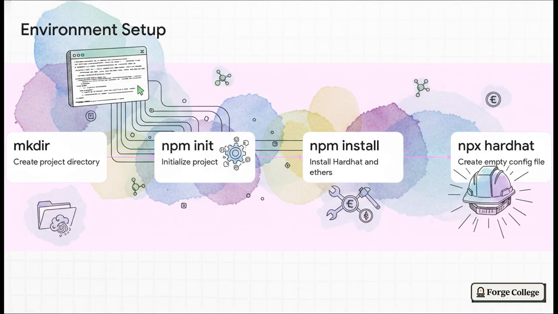First up, make a directory called gas-drills. Second, initialize it with npm init -y. Third, install hardhat and the ethers library. And fourth, just run npx hardhat to create an empty configuration file. Boom. This gives us a completely controlled measurement space.